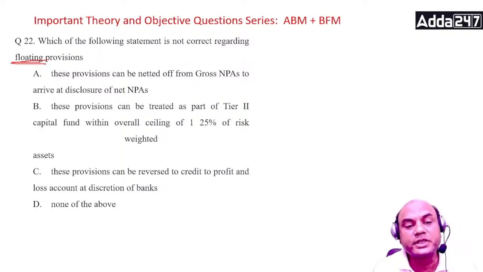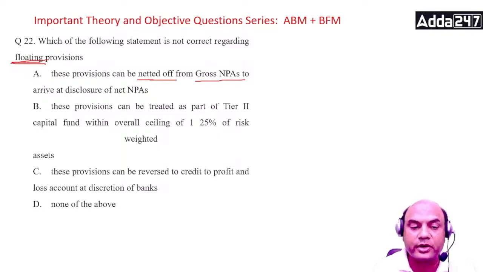So these provisions can be netted off from gross NPAs to arrive at the disclosure of net NPAs. Okay. These provisions can be treated as part of Tier 2 capital fund with overall ceiling of 1.25% of the risk weighted assets. Okay. So 1.25% of the risk weighted assets. So these can be netted off with the overall ceiling. Is this true? We want not correct. Remember the question, not correct.